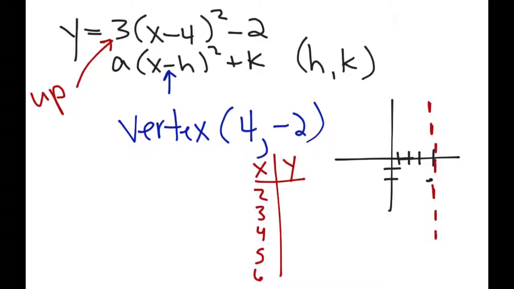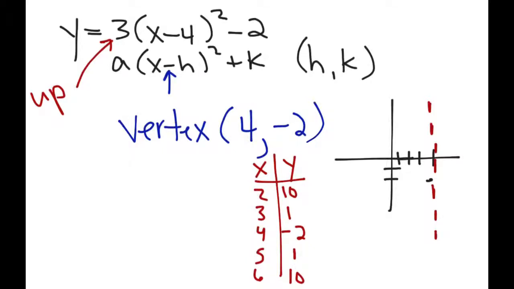So when I plug in 2, 2 minus 4 is negative 2, squared is 4, times 3 is 12, minus 2 is 10. 3 minus 4 is negative 1, squared is 1, times 3 is 3, minus 2 is 1. 4 minus 4 is 0, 0 squared is 0, times 3 is 0, minus 2 is negative 2. 5 minus 4 is 1, 1 times 3 is 3, minus 2 is 1. And since this is symmetric, I bet that answer is going to be 10.